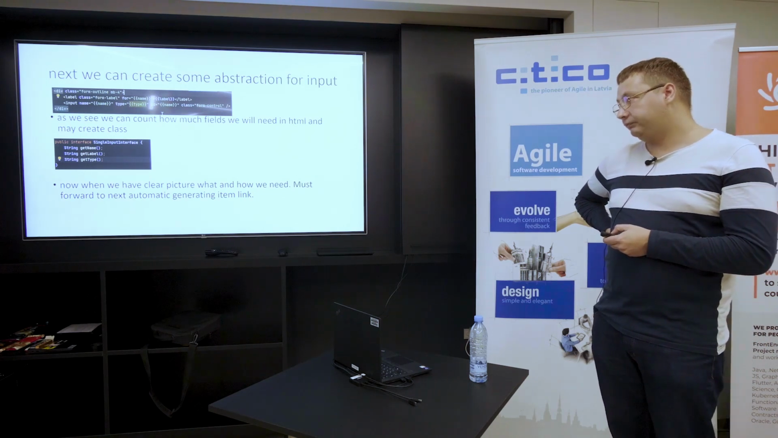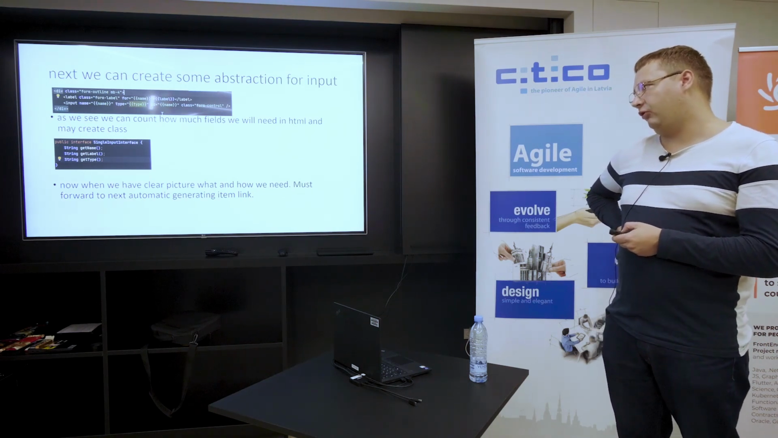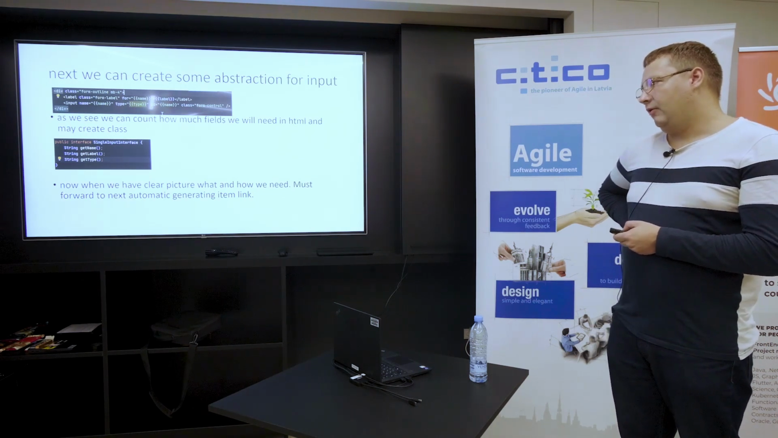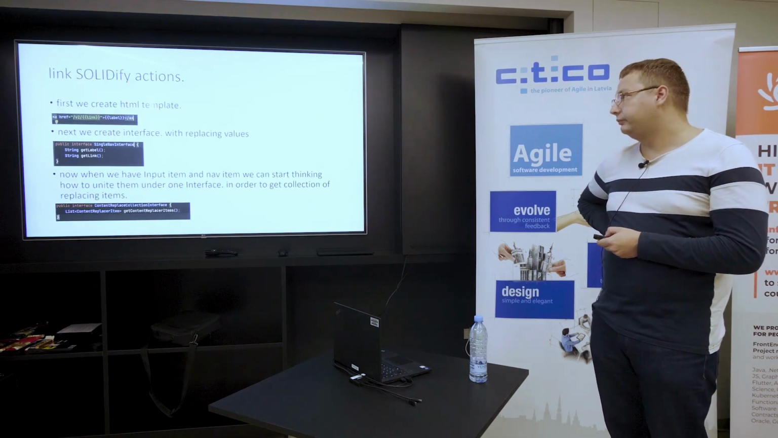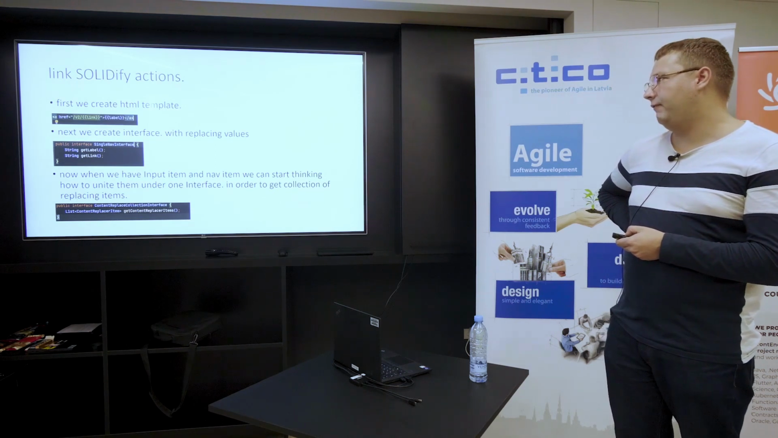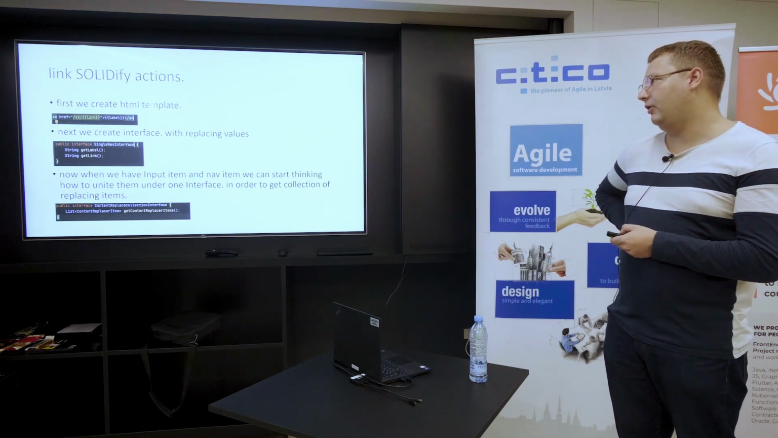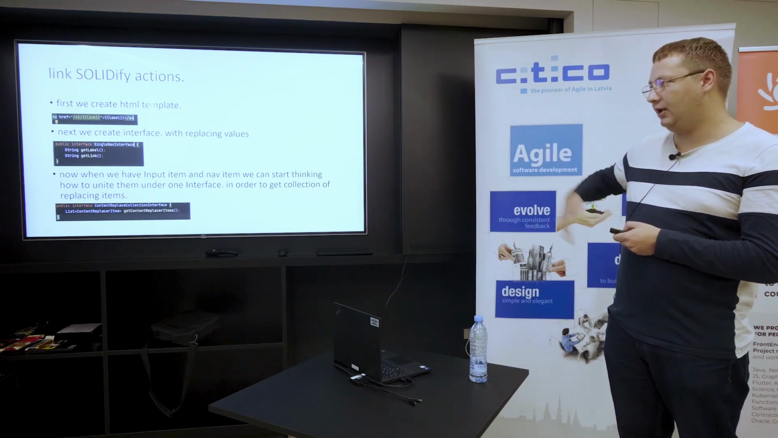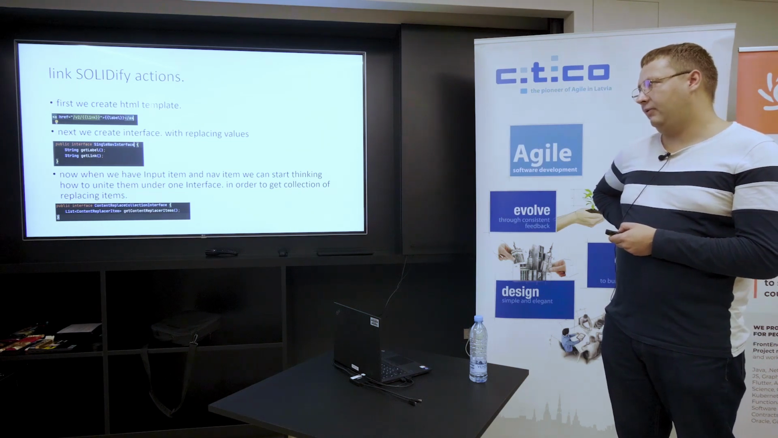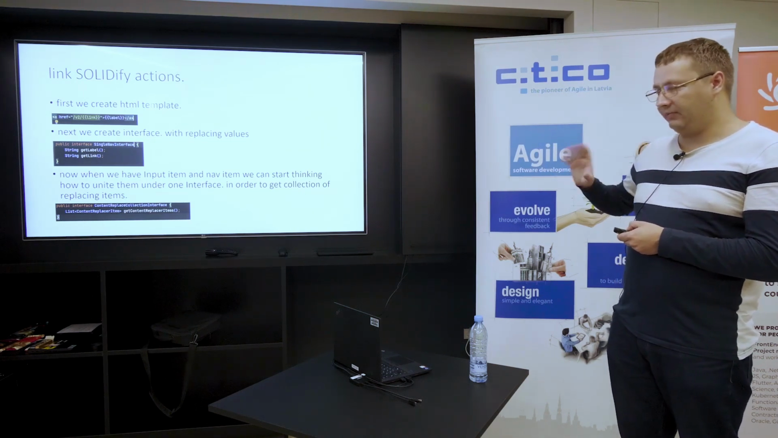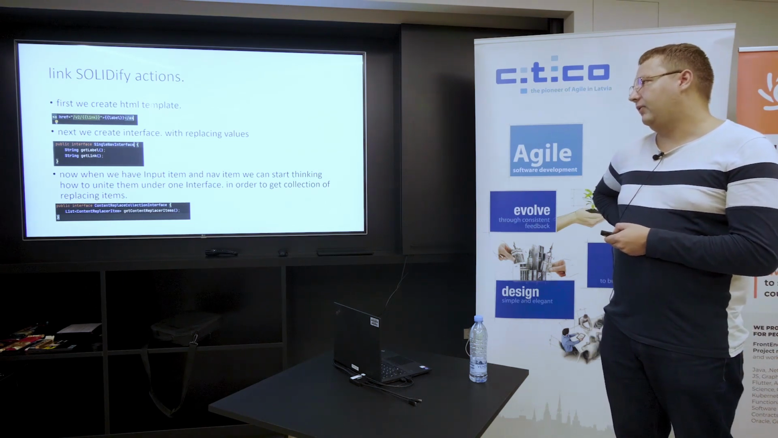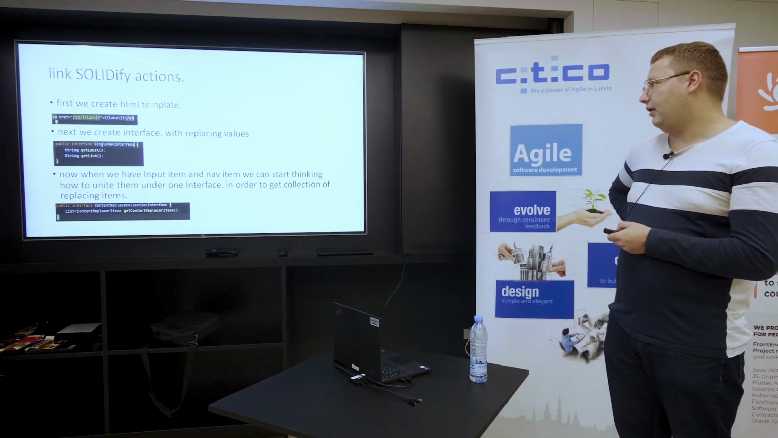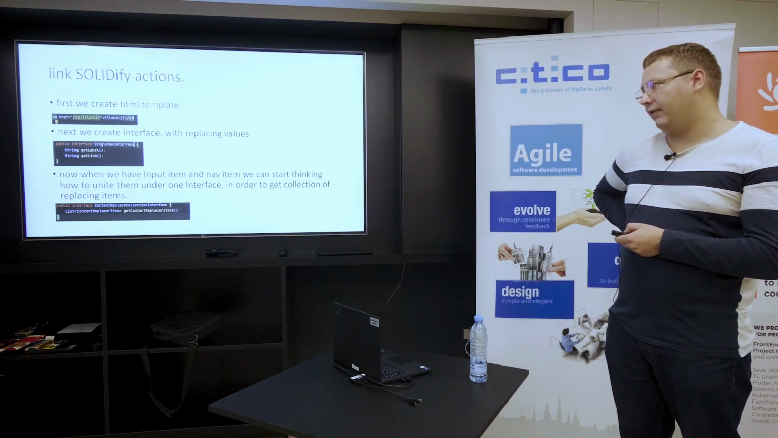Yes, and now when we have a clear picture of what and how we need, we must move forward to the next, automatic generation of the item link. First we create the HTML template. This is a simple link, href. After that I will add some styling to bootstrap the buttons, but it's a start. Next, we create an interface with replacing values, a single nav interface.